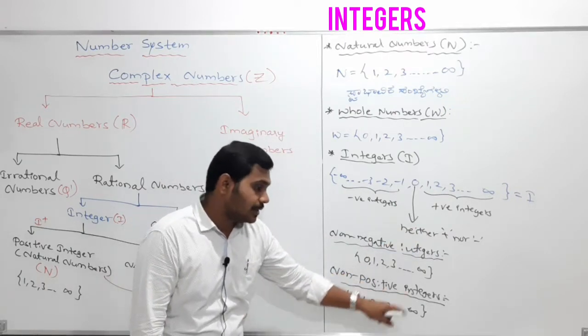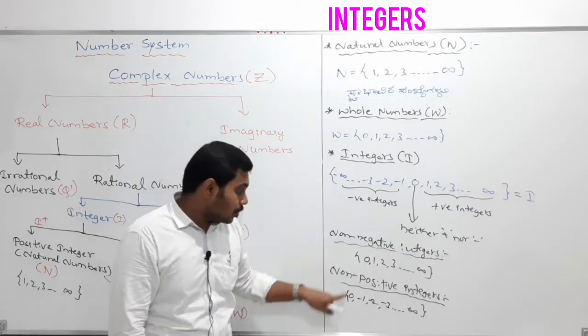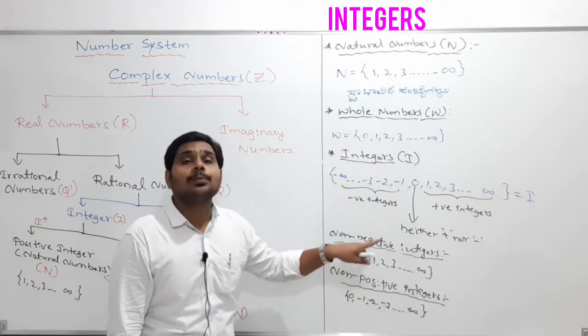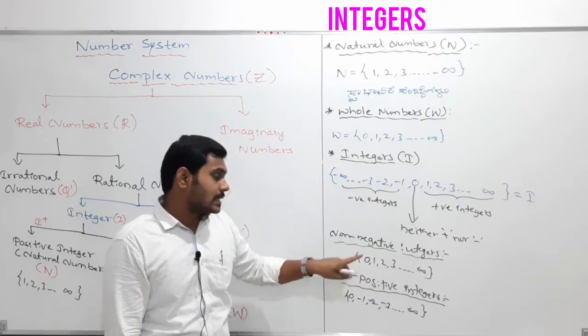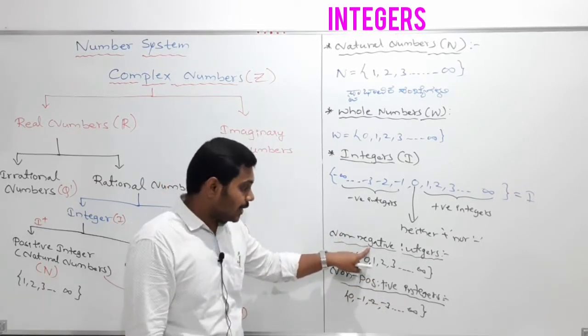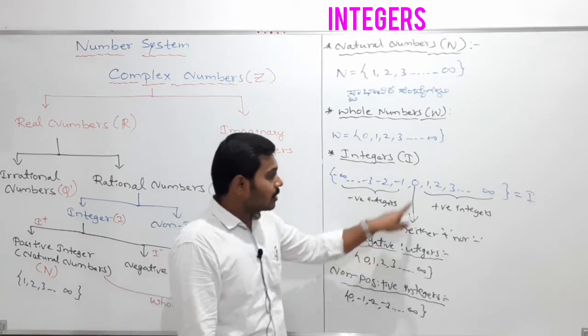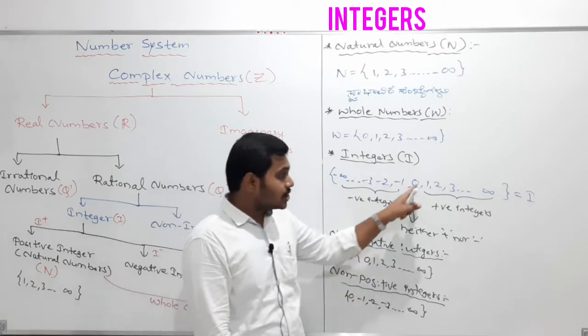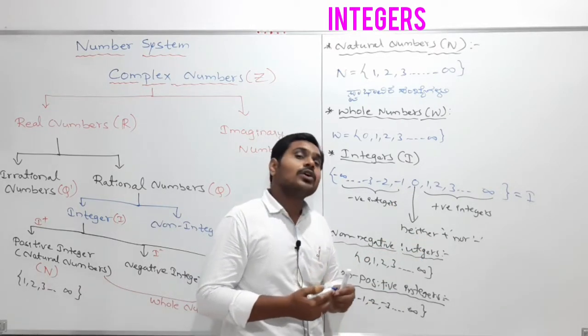So non-positive integers. What are non-positive integers? Non-positive integers means the integers which are not positive. Non-negative means which are not negative. So non-negative means you should take the positive integers 1, 2, 3, but 0 you can include because 0 is neither positive nor negative.